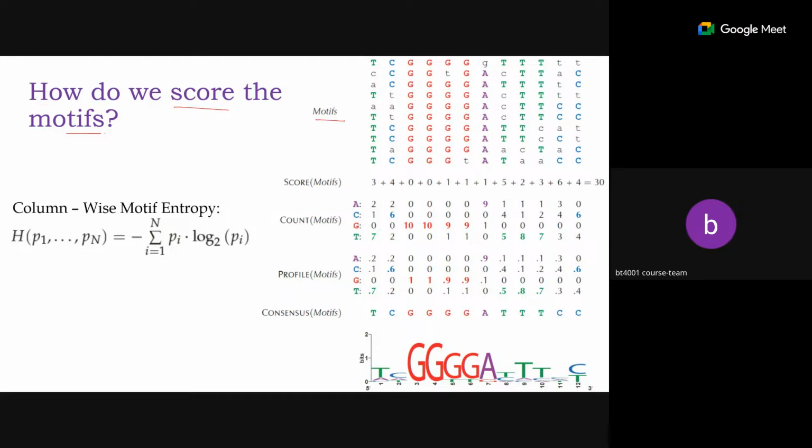We discussed how to compute the score of motifs, the count of motifs, the profile of motifs, the consensus, and this motif logo. There was also the column wise motif entropy. This logo was actually constructed using this column wise motif entropy. Whatever the entropy was for a particular character in that particular column, the height represented exactly that. So this is how we constructed the motif logo.